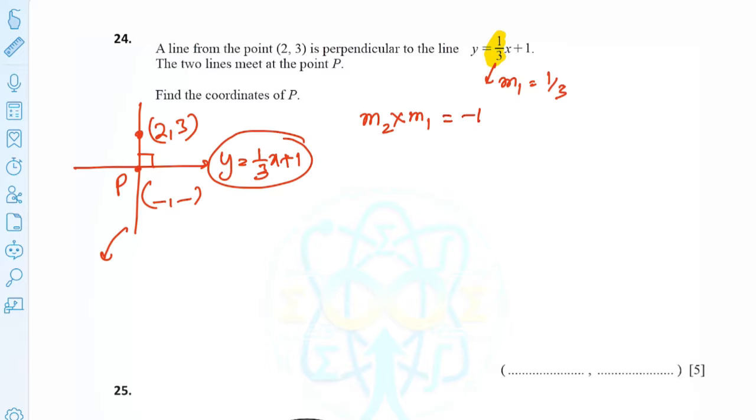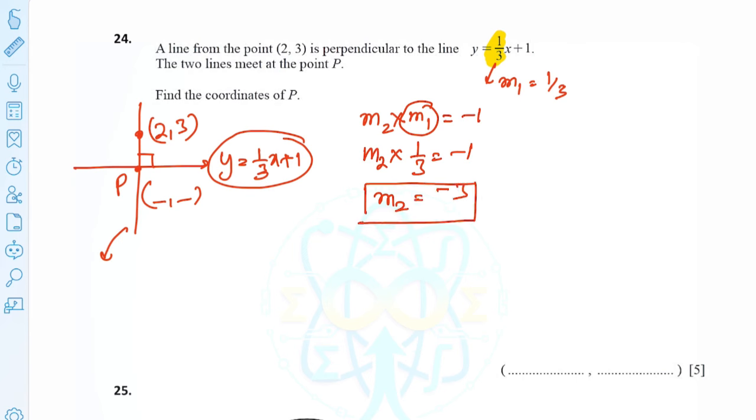If two lines are perpendicular, the product of the gradients should be negative 1. m1 I already have, so m2 times 1 over 3 equals minus 1. If you rearrange it, you get m2 equals minus 3. So to find the perpendicular line's equation, y equals mx plus c, we get y equals minus 3x plus c.